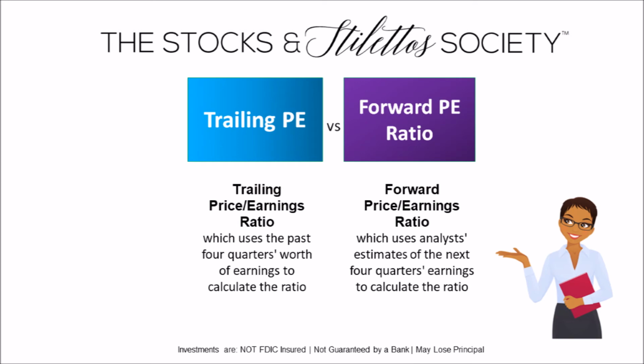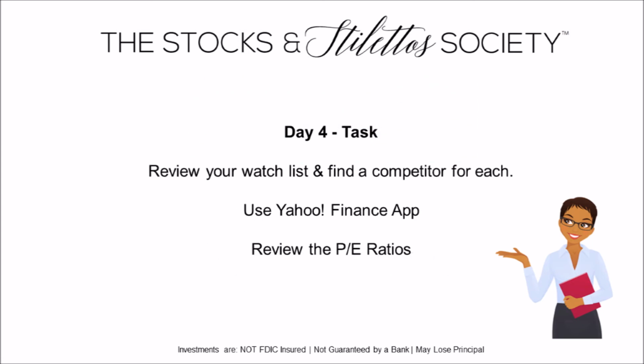Two other PE ratios that you may come across in doing your research are called a trailing PE ratio and a forward PE ratio. Trailing PE ratios take a look at the last 4 quarters. Forward PE ratios are based on what analysts think the company will do in the upcoming 4 quarters. Trailing has a little bit more weight because those numbers have actually been performed by the company, whereas forward PE ratio is a little bit more optimistic.